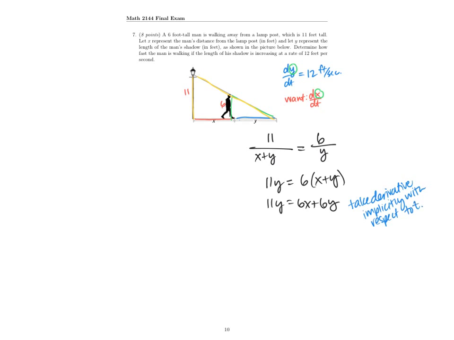Okay, and so if I do that, I get 11 dy/dt, excuse me, is equal to 6 dx/dt plus 6 dy/dt. And then I know a value for dy/dt. I know that dy/dt is 12, so I'll just plug that in. And so then I can solve that for dx/dt.